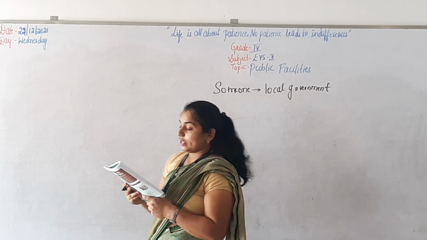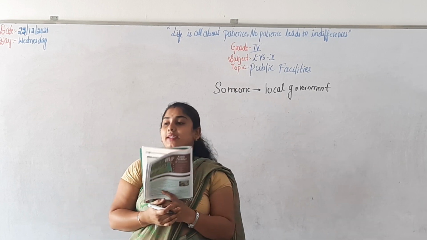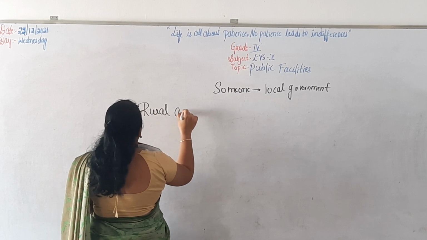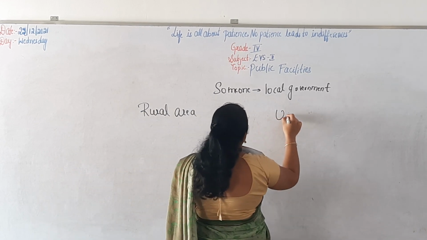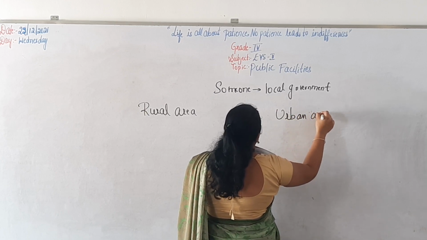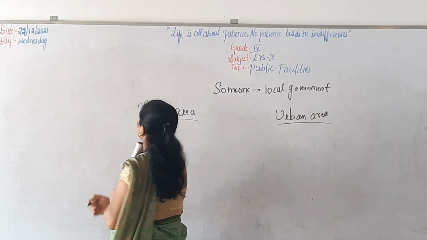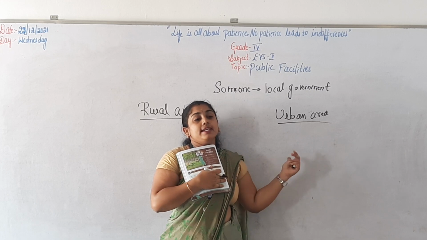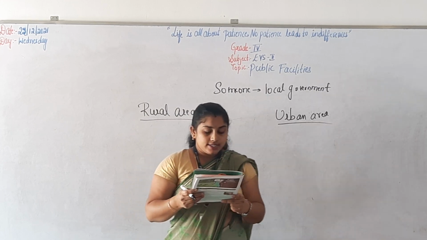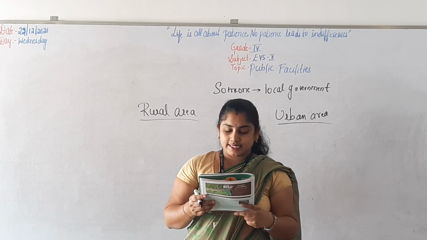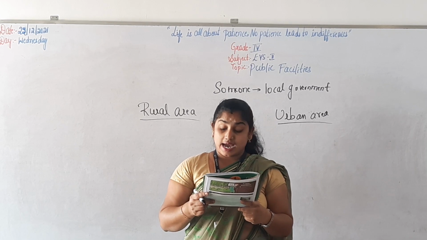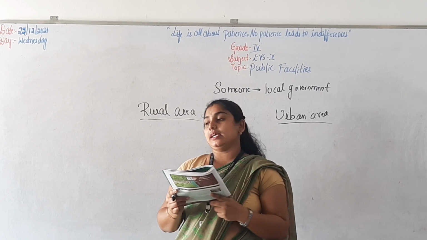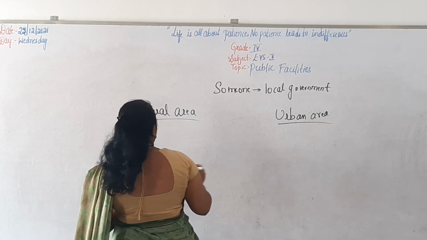Local government body. We have two types of areas: rural area and urban area. Is it correct? Where are you living? Yes, we are living in the rural area, isn't it? The people who live in the city are in the urban area. Understood? If you stay in an urban area, the municipalities or municipal corporations, the urban local government bodies, are responsible for the public facility. So, who is responsible for the public facility in the urban area?